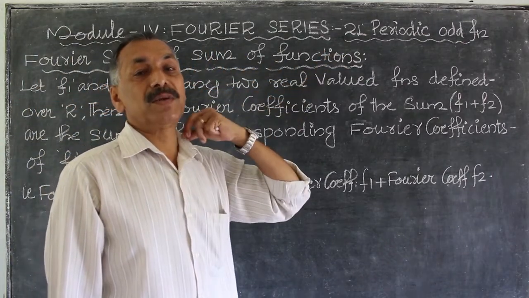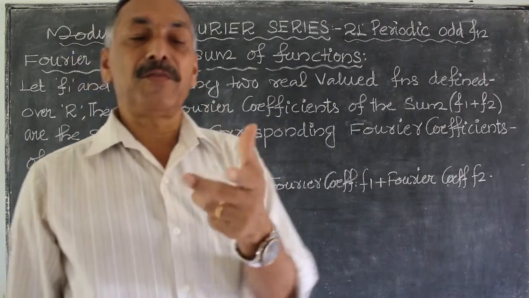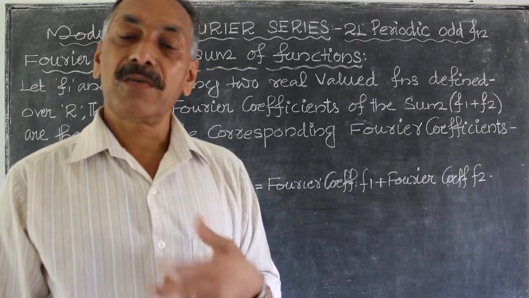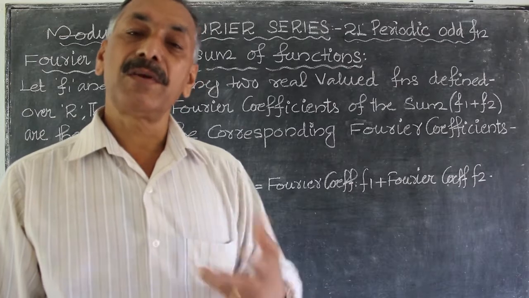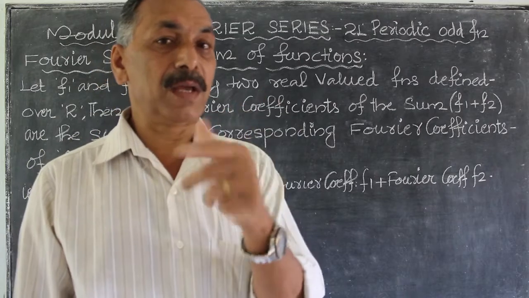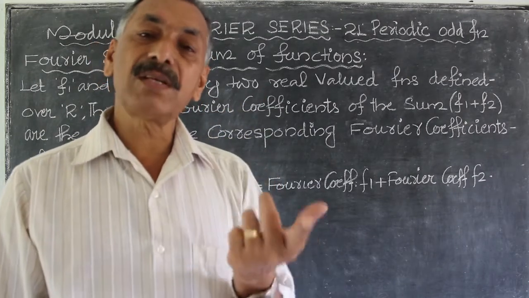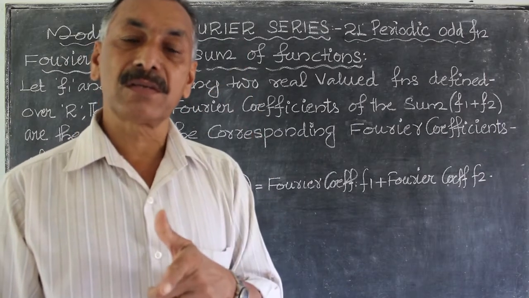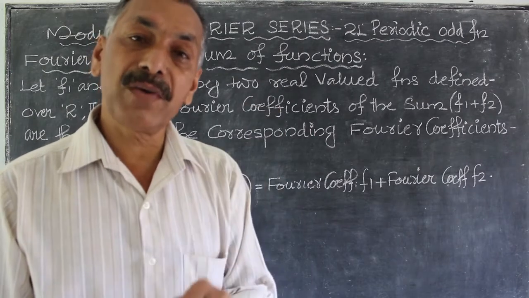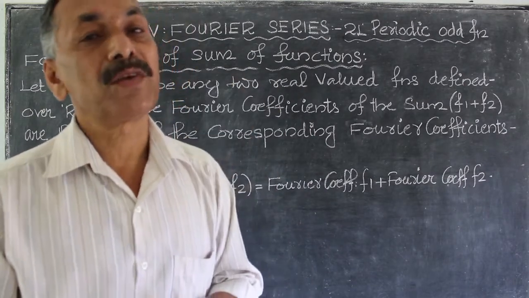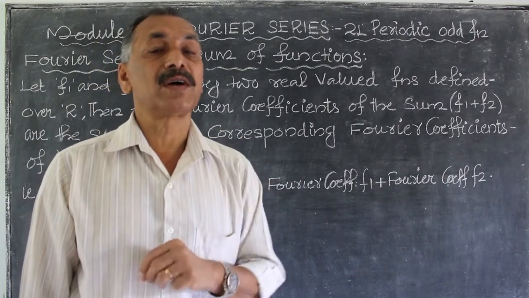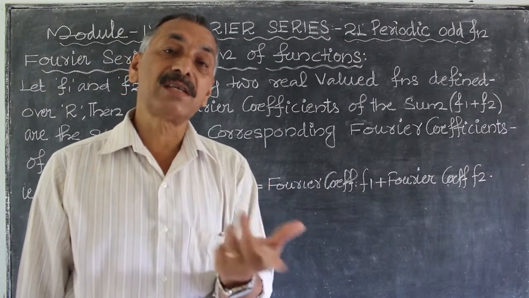I mean, sum of two functions means, to find the Fourier series of x plus sin x, f1 is equal to x, f2 is equal to sin x. Find the Fourier series of f1 of x is equal to x, Fourier series of f2 of x is equal to sin x. That means the Fourier coefficients, a and b coefficients. The Fourier coefficients of f1 plus f2 is equal to Fourier coefficient of f1 plus Fourier coefficient of f2. So the Fourier coefficients of a sum of two functions is equal to the sum of the Fourier coefficients.